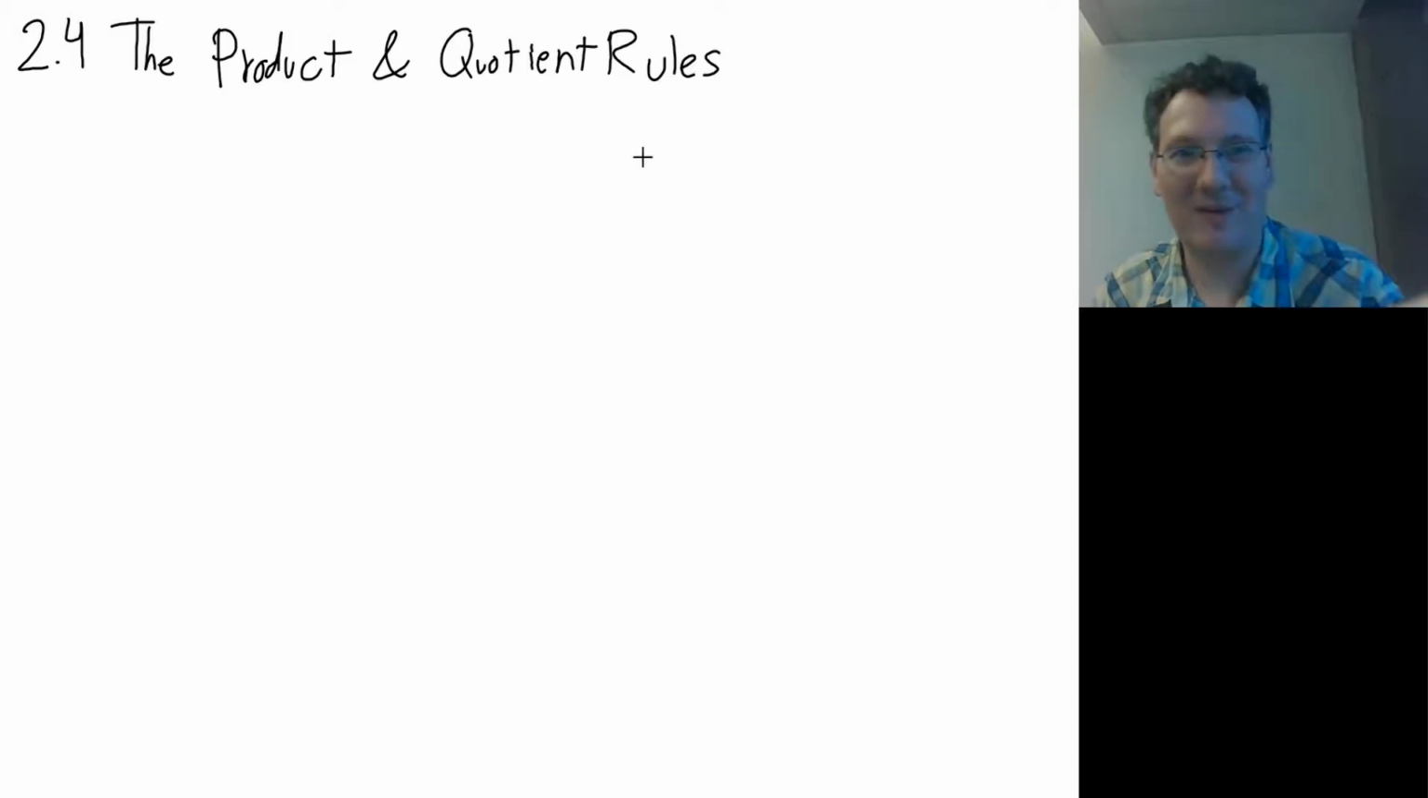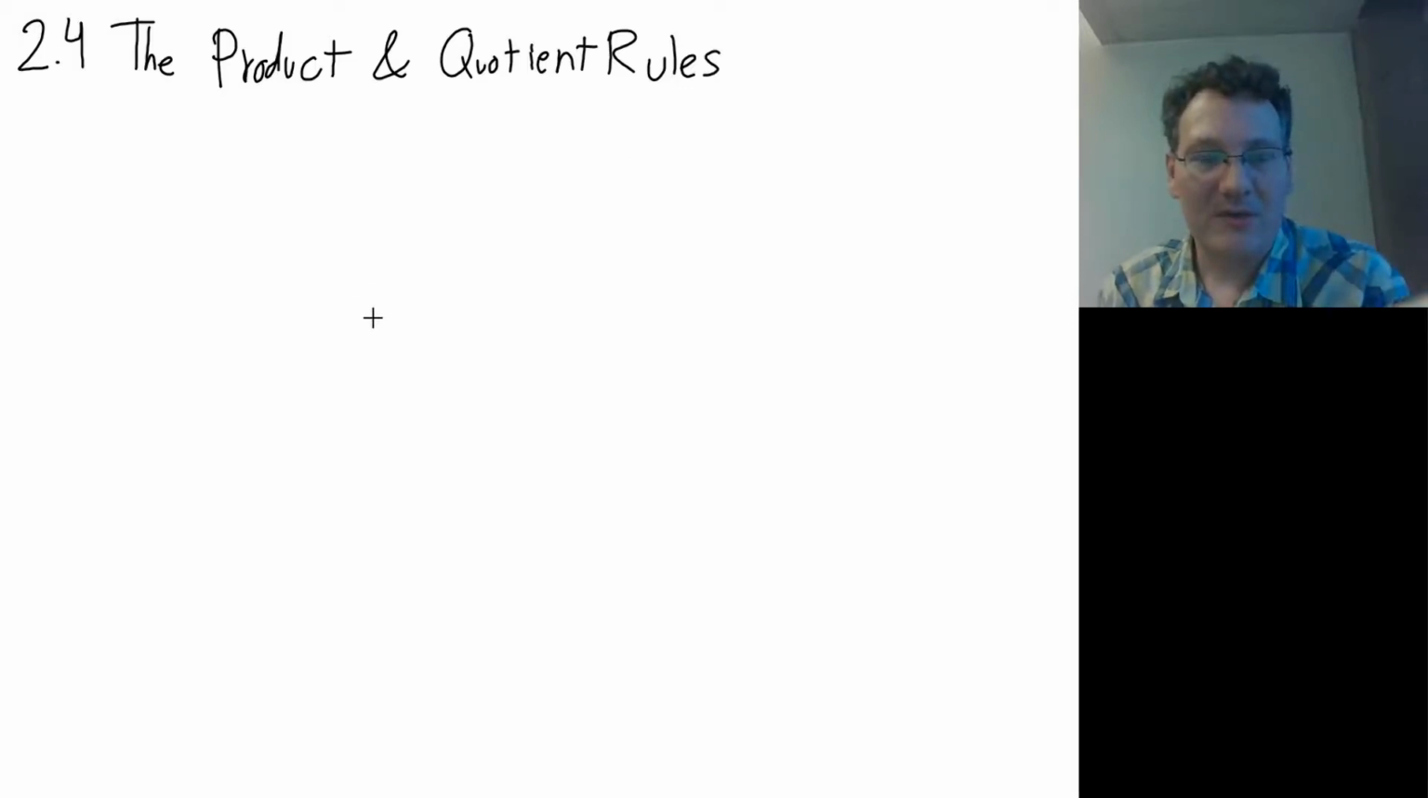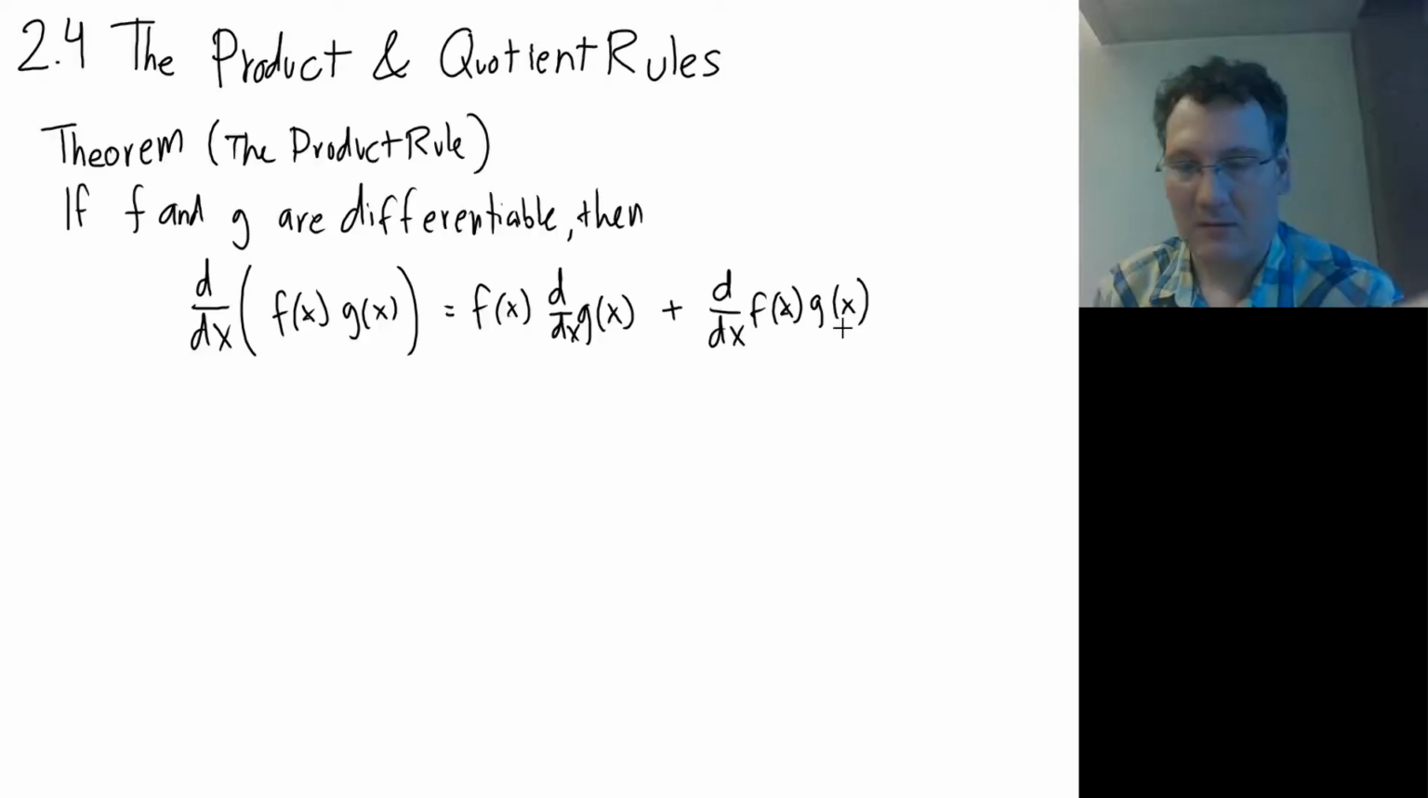All right, hey everybody. We're going to continue with some of these derivative rules, and we're now going to have a rule that allows us to look at combined functions. So two rules actually, the product rule and the quotient rule. So first off, the product rule.